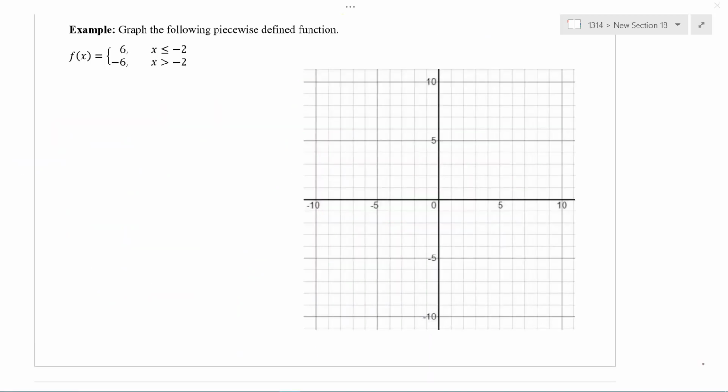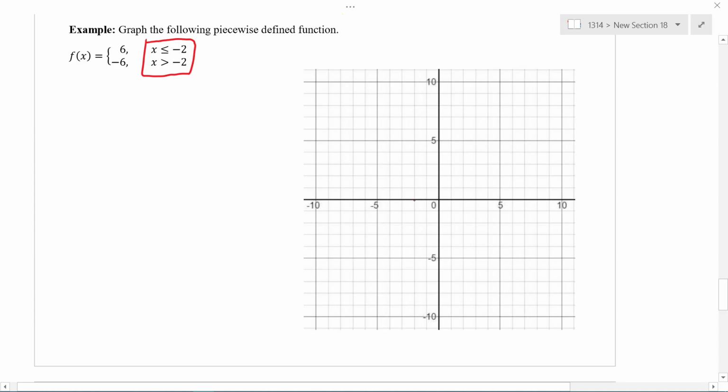We are asked to graph the piecewise function. We have f of x equals 6 if x is less than or equal to negative 2. And we have negative 6 if x is greater than negative 2. So the first thing that we're going to do is look at those inequality restrictions, and determine what is the cutoff x value. So what's the number that's mentioned next to x in those inequality restrictions? The number that's mentioned is negative 2.